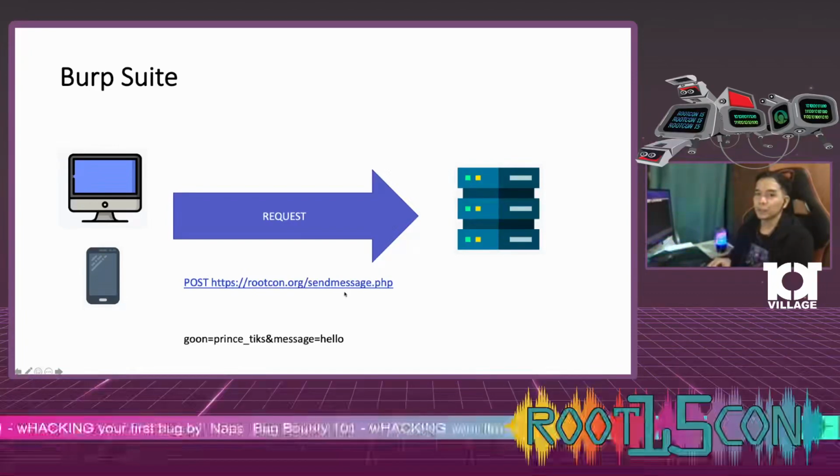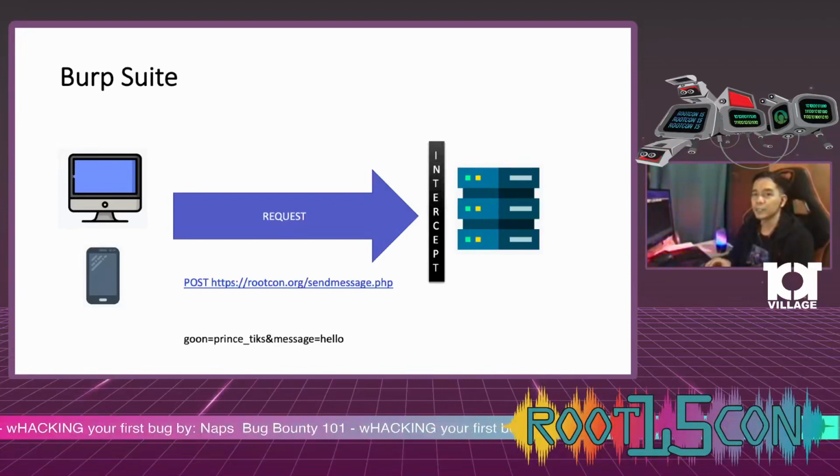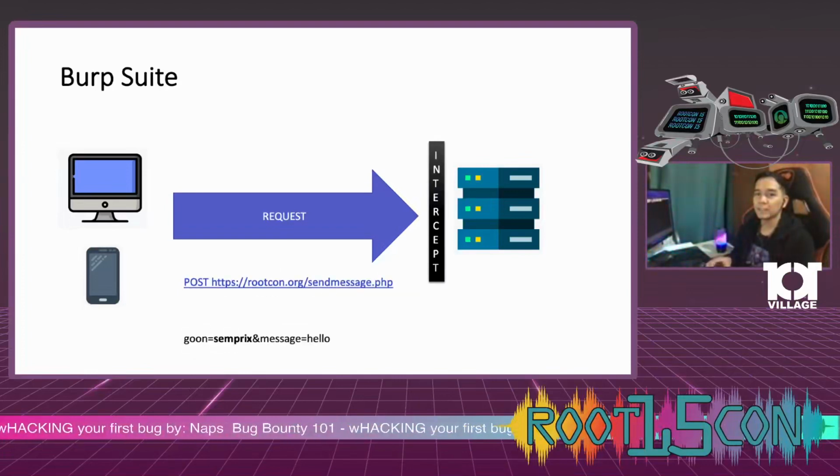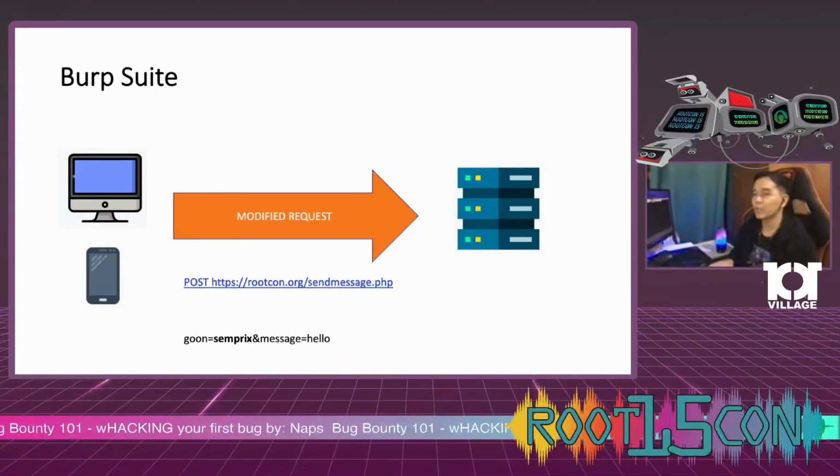In Burp Suite, upon sending, what we could do is block or intercept that request. After that, we can now modify it and change the GUN parameter to SEMPIX. So now it is changed. It is now the modified request. And we could remove the intercept or the blocker of Burp Suite. And now we can forward the request again.